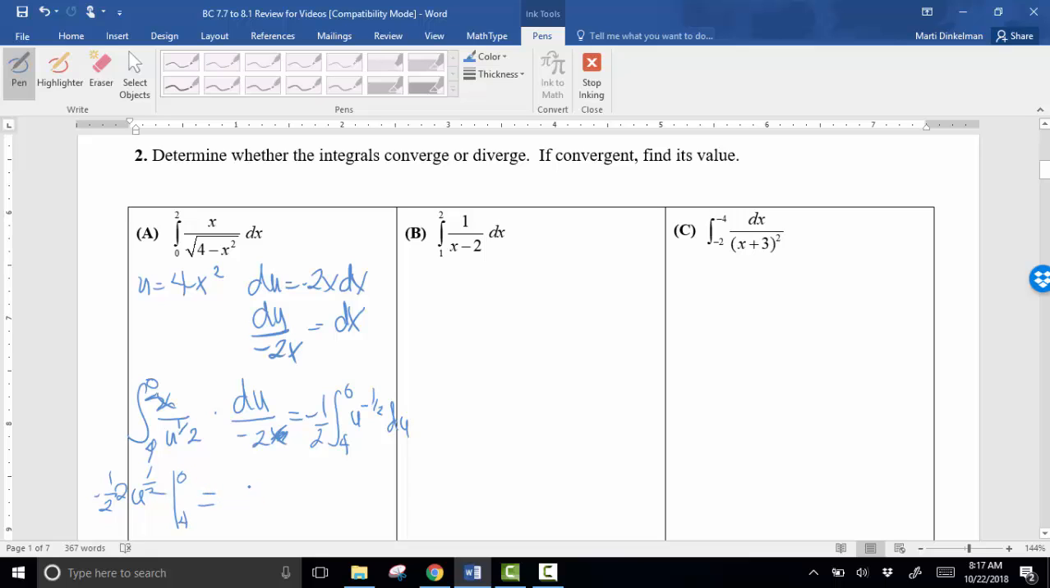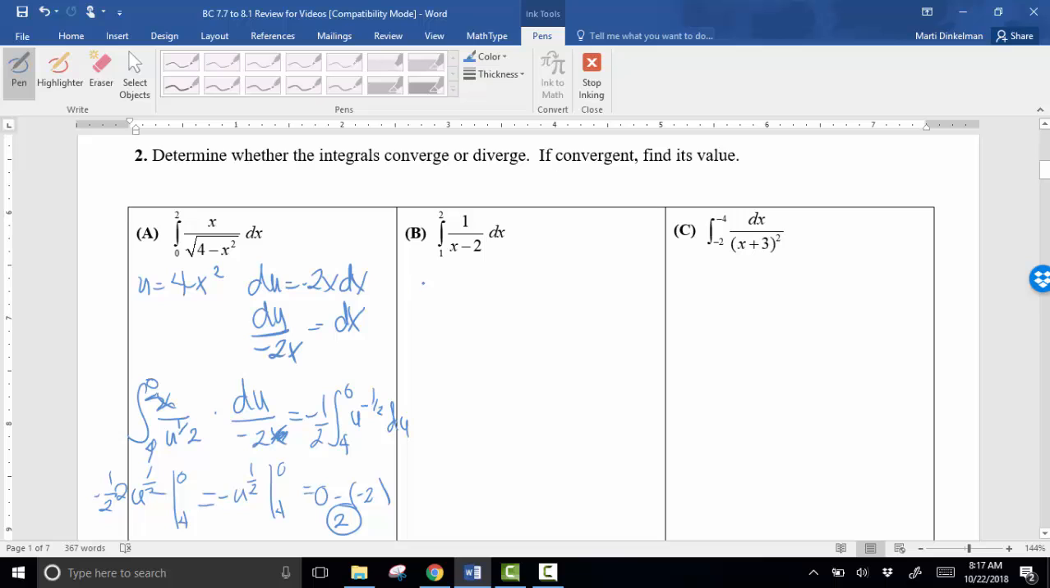Okay, so this is really, I'm going to write it one more time, negative u to the positive 1/2 from 4 to 0. All right, we're going to plug the 0 in first, so negative 0 minus, and then we're going to have negative 4 to the 1/2, so negative 2. So this is positive 2. So 2a converges.